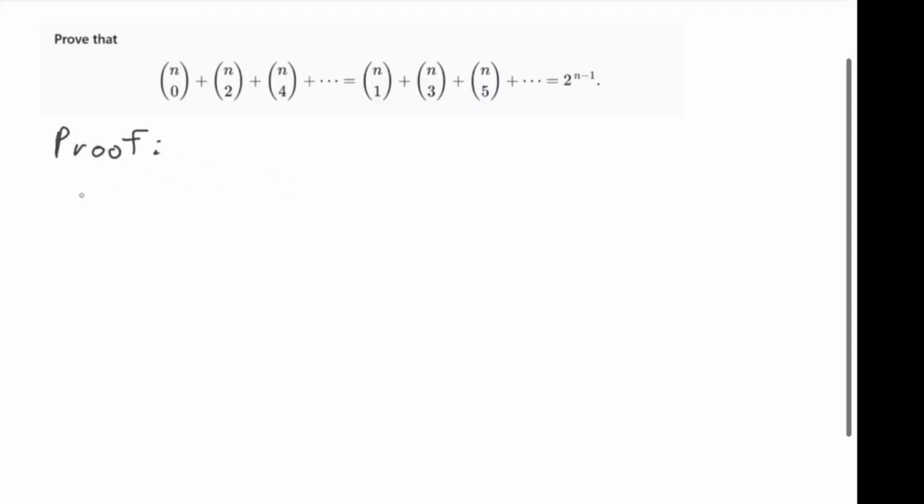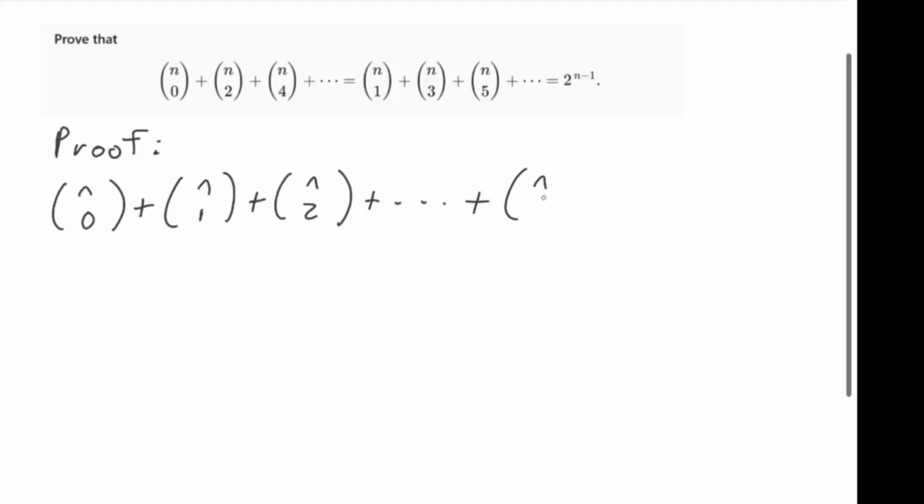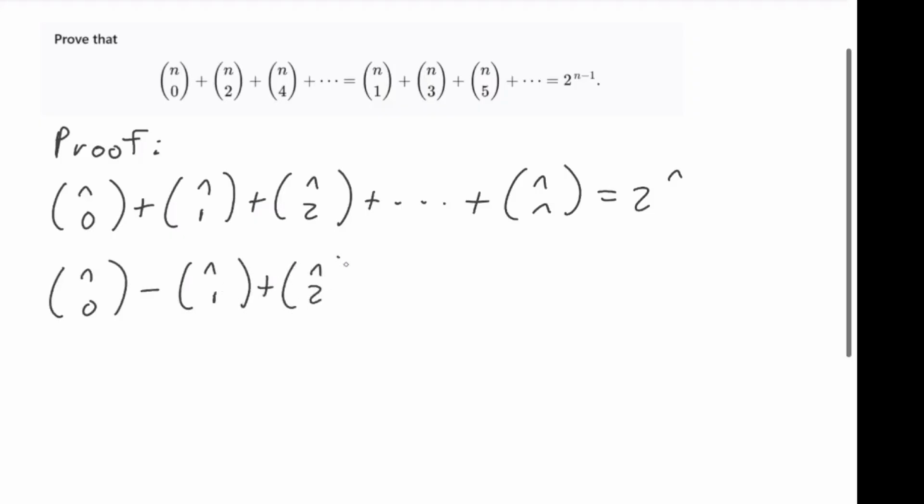In previous videos, I showed that n choose 0 plus n choose 1 plus n choose 2 plus dot dot dot all the way to n choose n is equal to 2 to the n. And I showed that n choose 0 minus n choose 1 plus n choose 2 minus dot dot dot, and then plus negative 1 to the n choose n, was equal to 0. So we're going to use these two in order to showcase this equality here.